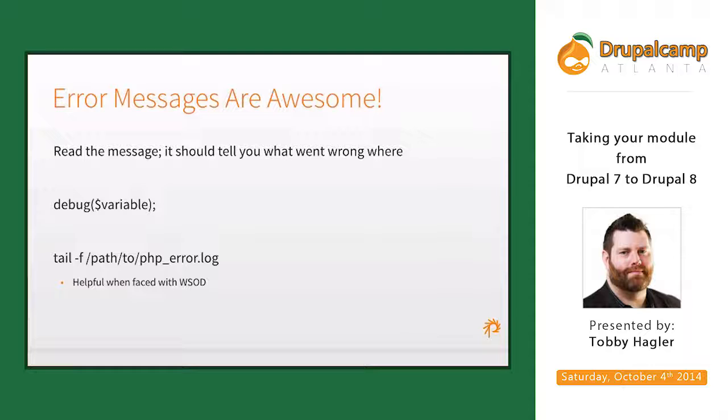So first of all, read the messages. You're going to start seeing a lot of new styles of error messages that you didn't see before, because you're using namespaced files and you're using object-oriented programming. You're going to get different types of error messages. Nine times out of 10, that'll tell you exactly where you've gone wrong. It'll tell you which namespaced file it's complaining about.